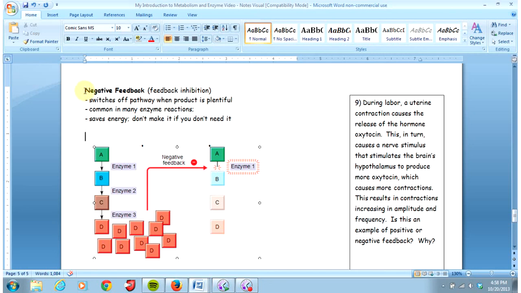Negative feedback or feedback inhibition is when we have a lot of the product molecule, like in this multi-step reaction where we're trying to make product D. And that product, since we don't need to have any more of it, is going to inhibit an enzyme early in the process so that we don't waste a lot of resources making something that we already have, like product D.